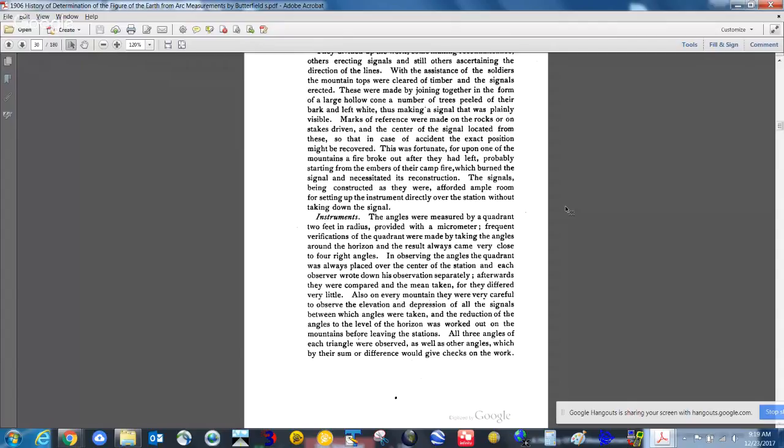This stuff interests me. I'd like to look at those field notes. Do they have them stored somewhere? Can we actually go and look at the original observations? That would be very interesting.